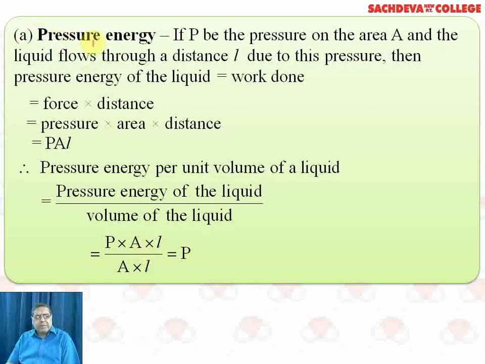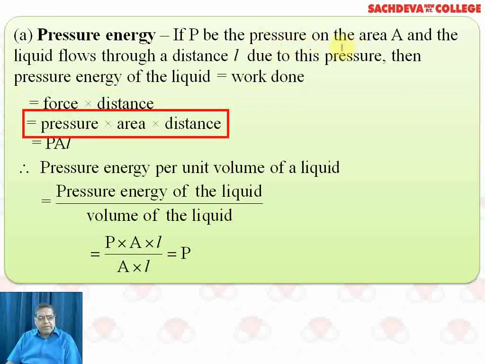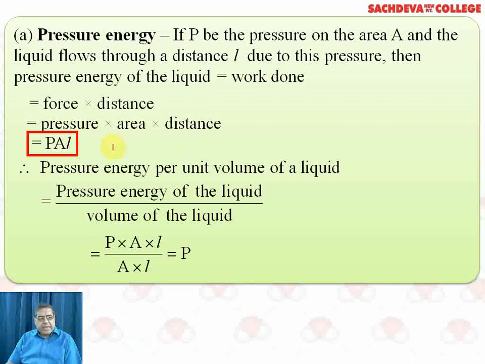Now what exactly do we mean by pressure energy? Our assumption is P is the pressure, A is the area, and L is the distance. Due to this pressure, the pressure energy of liquid is work done, that is equal to force into distance. For force, we put the value pressure into area, multiplied by distance. So it is PAL. The pressure energy per unit volume of liquid is given as follows: P is equal to PAL over A into L. Well, L will cancel off, A will also cancel off, and we will find that pressure energy per unit volume will be equal to P.